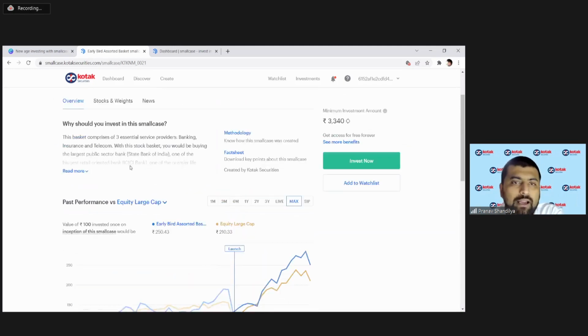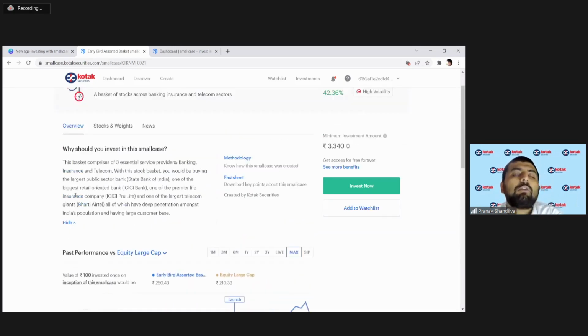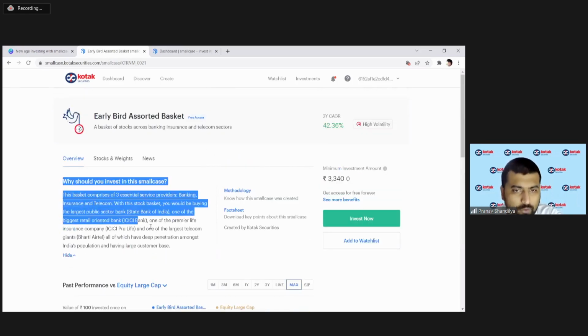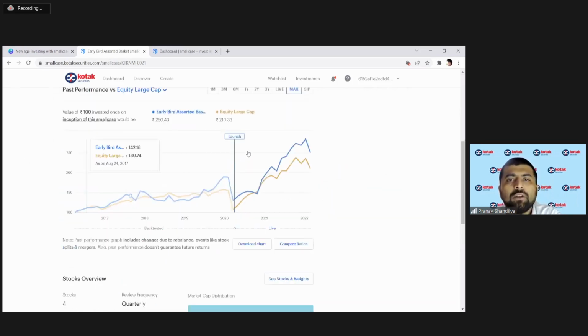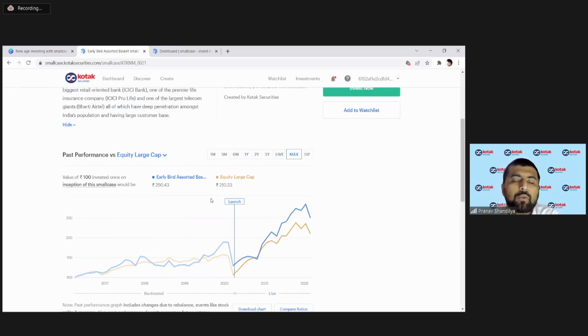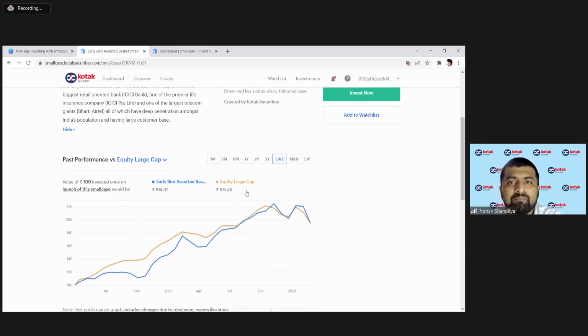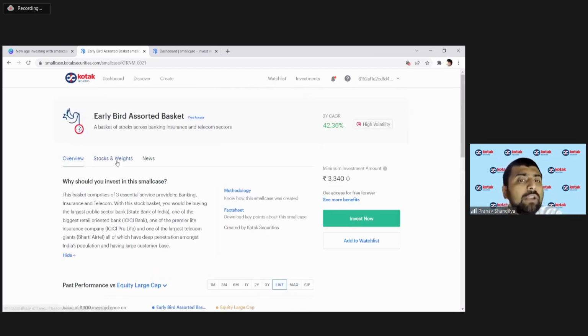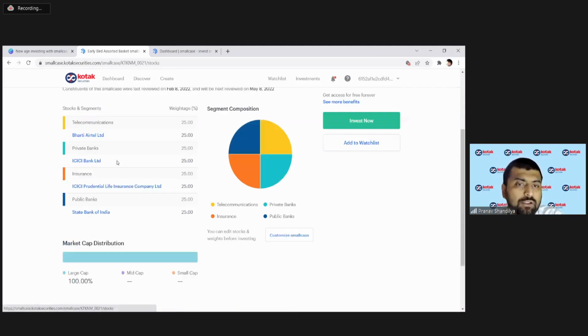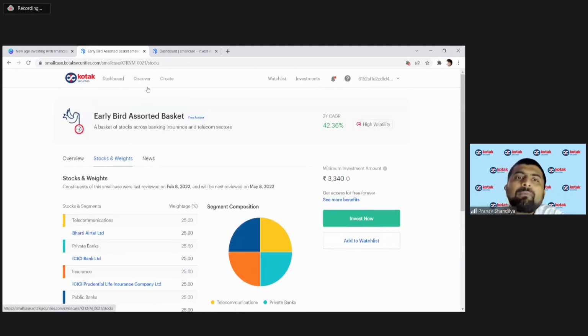And you will find details about why you should invest in this particular basket over here. If you scroll down, you will be able to see the performance of the portfolio. Before the launch, it is historically backtested performance. After launch, it is real life performance. So if you want to see only live performance, you can click on live performance and take a look at that readily. If you want to take a look at stocks and weights, again, you can click on stocks and weights and take a look at it.